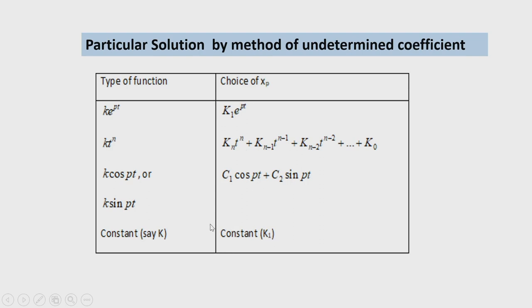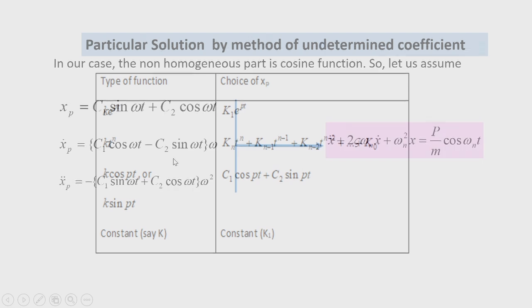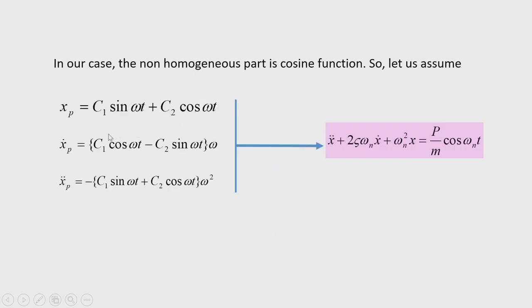As it is a linear differential equation, the particular integral will be chosen based on the characteristics or features of the forcing function, the non-homogeneous part. So, in that case we have chosen x p equal to c 1 sin omega t plus c 2 cos omega t. After time differentiation, because we have the terms x dot p and x double dot p, x dot p is determined as c 1 cos omega t minus c 2 sin omega t into omega. Then x double dot p is determined as minus c 1 sin omega t plus c 2 cos omega t into omega square. These are determined after substituting x p in this differential equation, and you can see after differentiation these terms are obtained.